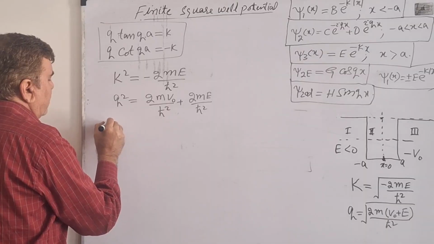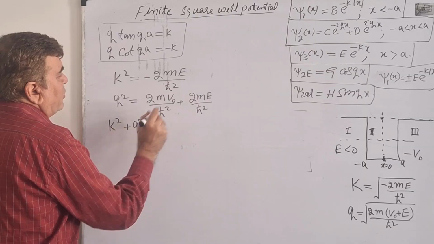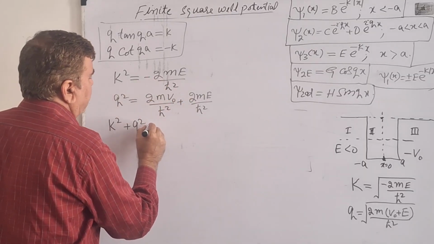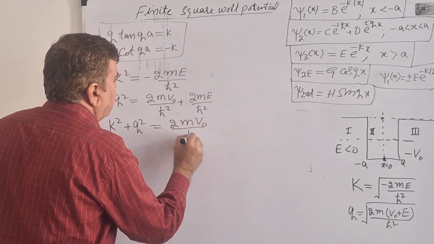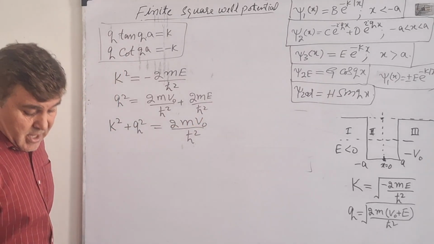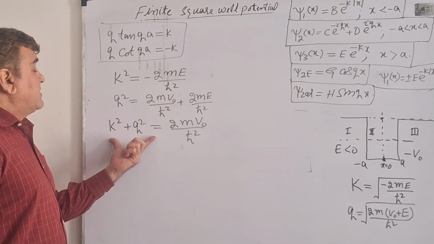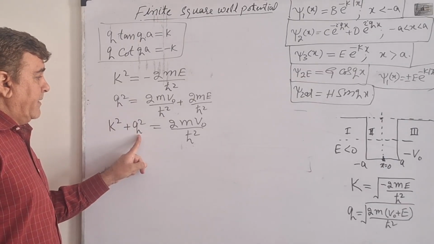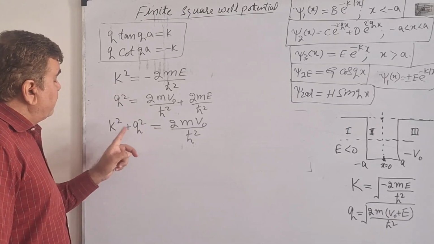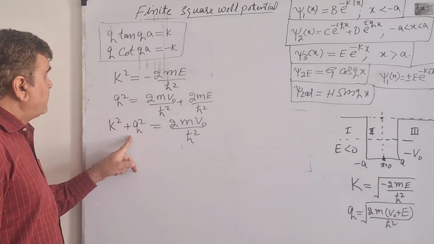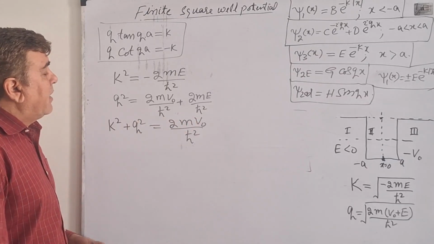And now I add these two equations. I can write k squared plus q squared. The 2mE terms cancel, and I'm left with 2mV naught divided by h bar squared. And you see, this is in fact the equation of a circle in the kq plane. So that means we have a different circle in the kq frame whose radius is given by V naught, the depth of the potential well.